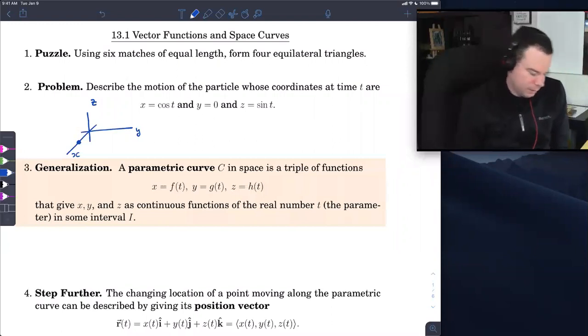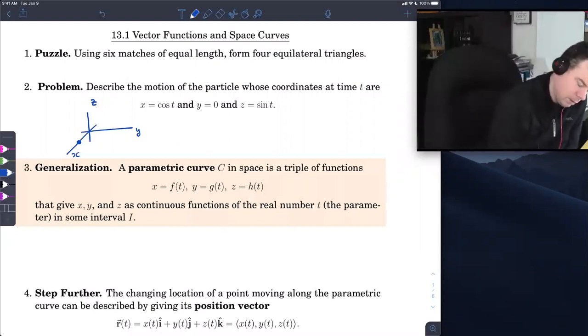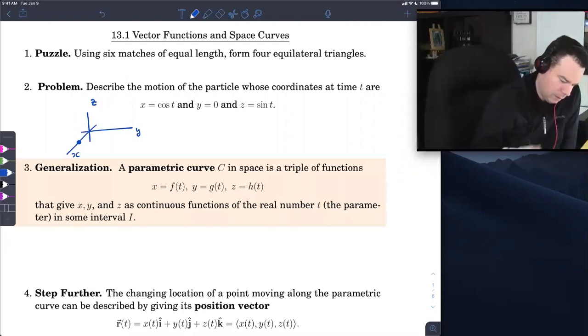And then as t starts to increase, what happens? Well, the y value is always 0, and the x coordinate starts to decrease because it's cosine, and then the sine value starts to increase. So what we end up getting is something that looks like this.